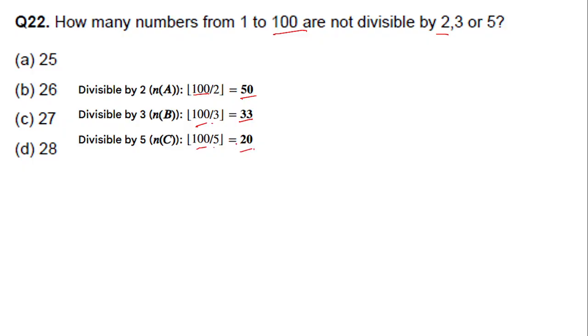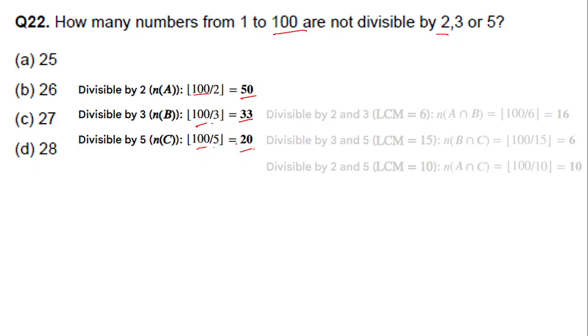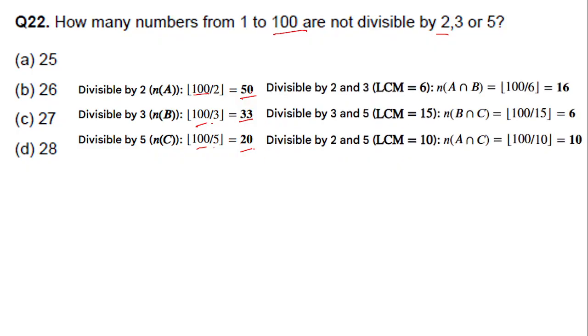Okay. The second step is, there could be many numbers that are divisible by both 2 and 3, or 3 and 5, or 2 and 5. It is possible. So that is called double counting. A number can be divisible by 2 and 3, that is LCM is 6. So it is divisible by 6. How many times? 16 times.